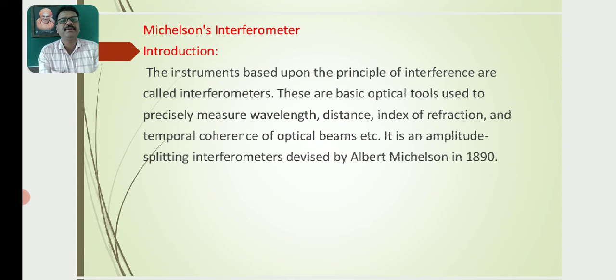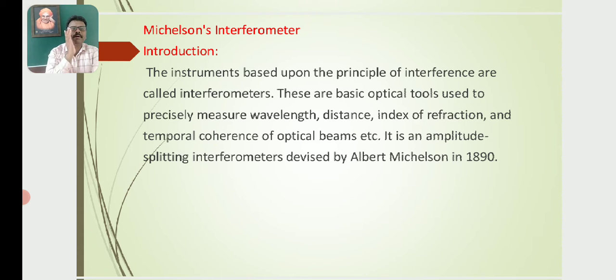Michelson interferometer. The instruments based upon the principle of interference are called interferometers. These are basic optical tools used to precisely measure wavelength, distance, index of refraction, and temporal coherence of optical beams, etc. It is an amplitude splitting interferometer devised by Albert Michelson in 1890.